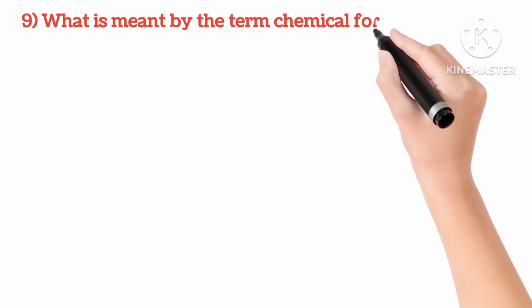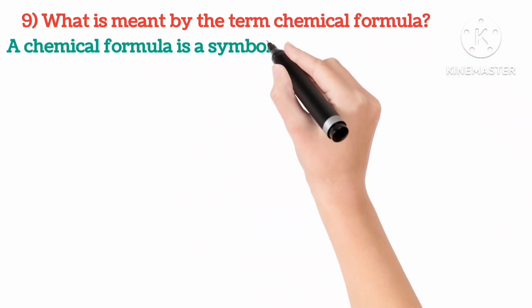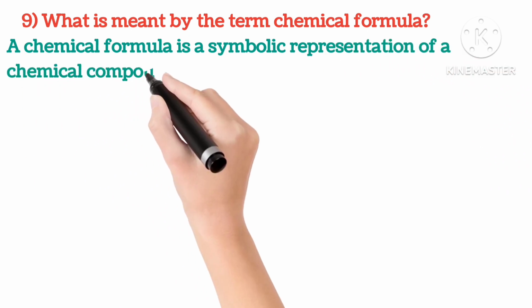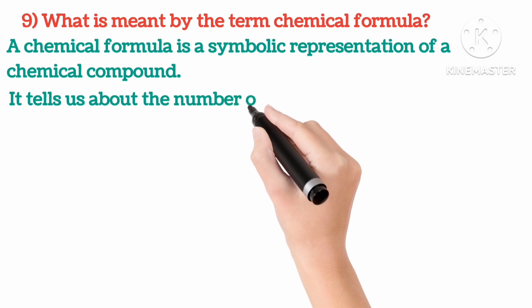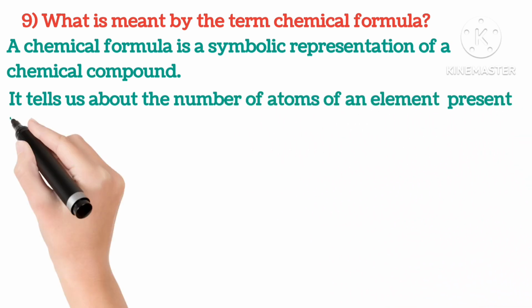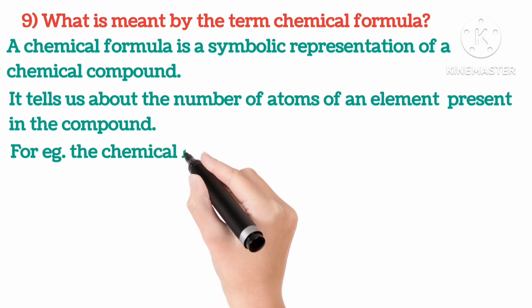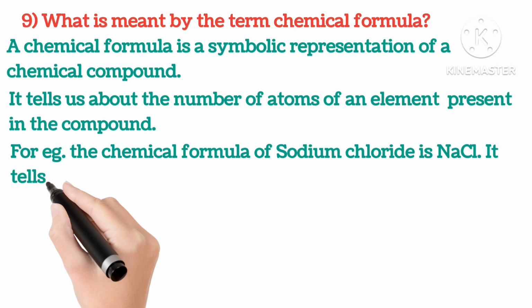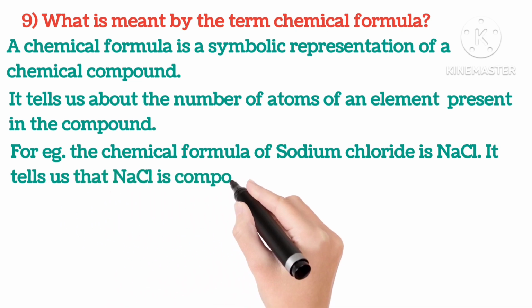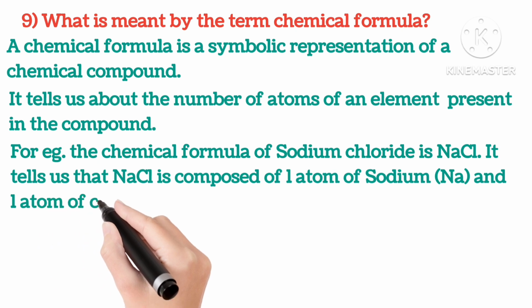What is meant by the term chemical formula? A chemical formula is a symbolic representation of a chemical compound. It tells us about the number of atoms of an element present in the compound. For example, the chemical formula of sodium chloride is NaCl. It tells us that NaCl is composed of one atom of sodium and one atom of chlorine.